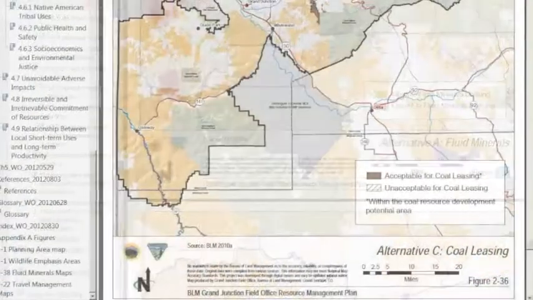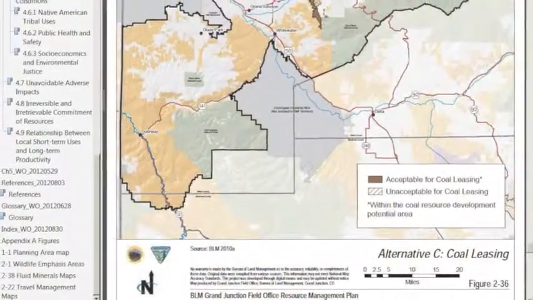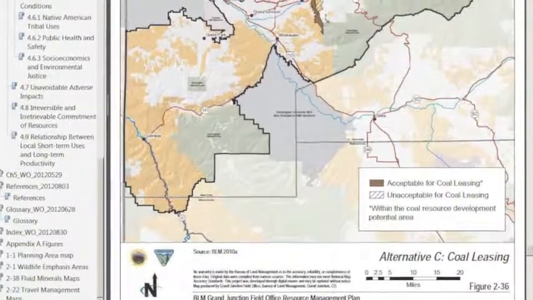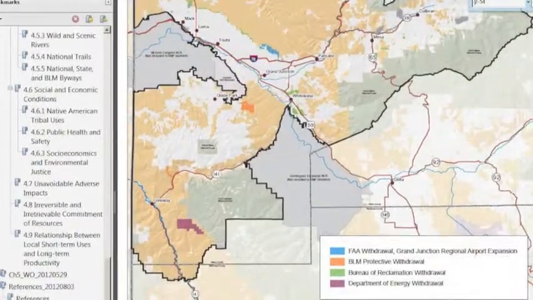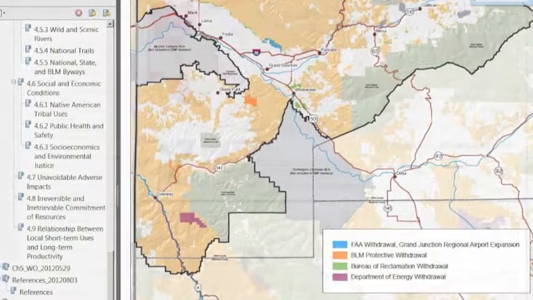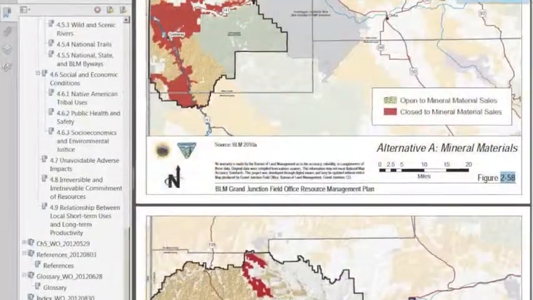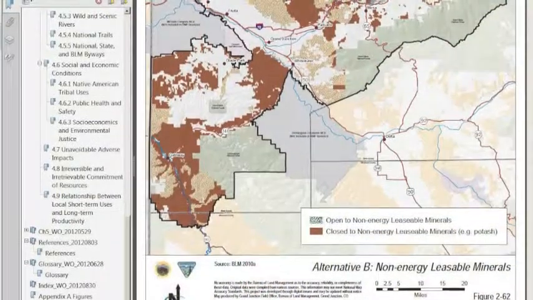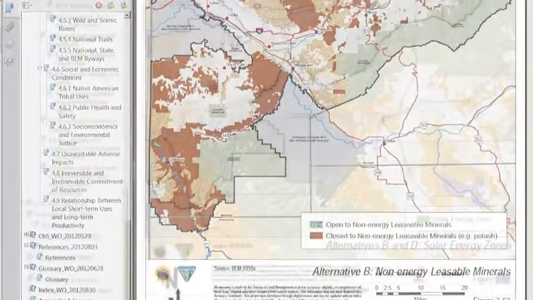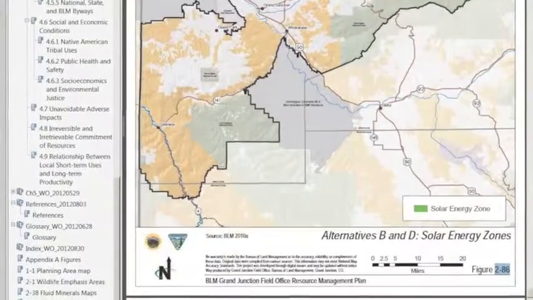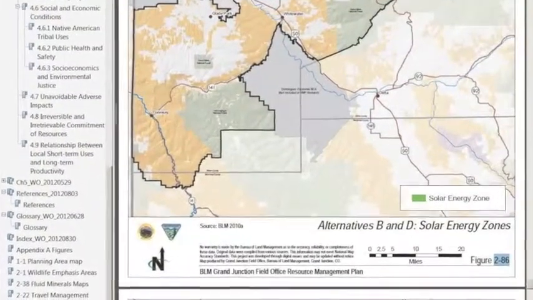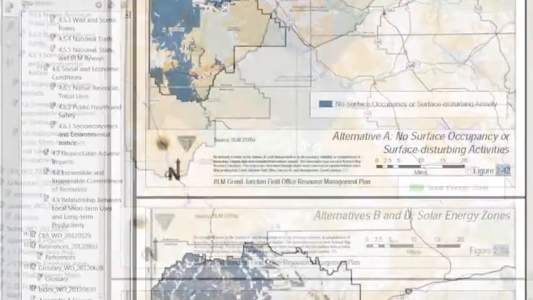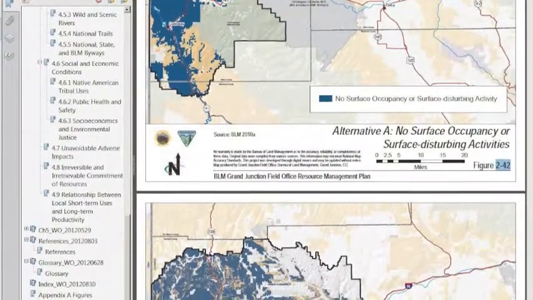Other energy and mineral maps include coal leasing, starting with Figure 2-334, locatable minerals, starting with Figure 2-54, mineral materials, starting with Figure 2-58, non-energy leasable minerals, starting with Figure 2-62, renewable energy, starting with Figure 2-86, oil shale, Figure 2-90, stipulations, starting on Figure 2-42.